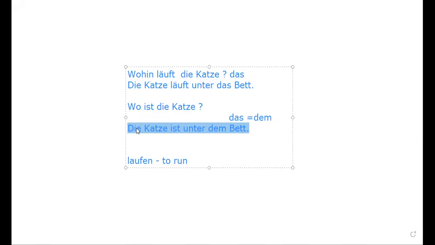We are just discussing the noun. Action means accusative. The noun can be a person, the noun can be a thing. When we are talking about the position of the noun, we have to apply the dative case. That's it.